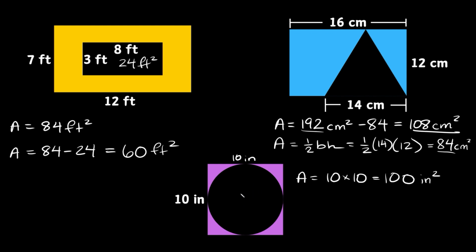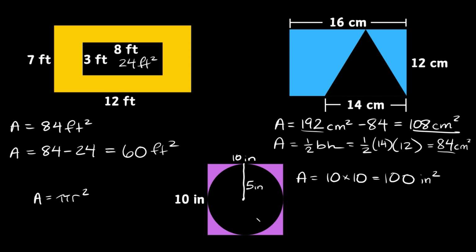But we don't have the total area here. The circle is cut out. So what's the area of the circle? Well, the area of any circle, and I'll write it over here, is pi r squared, where r is the radius, right? So what's the radius of this circle? What's the distance from the center to the edge of the circle? Well, if that whole distance is 10 inches, then that means half would just be 5 inches, right? So then the radius of this circle is 5 inches.